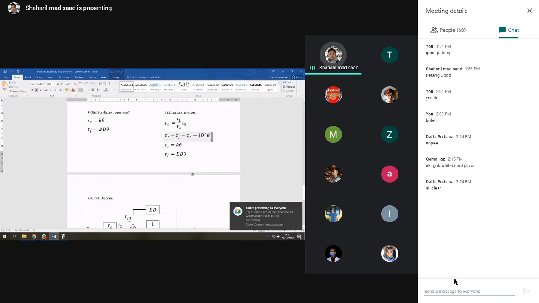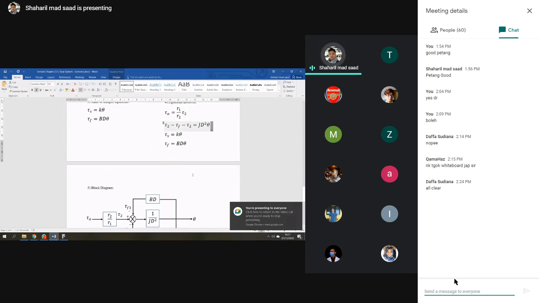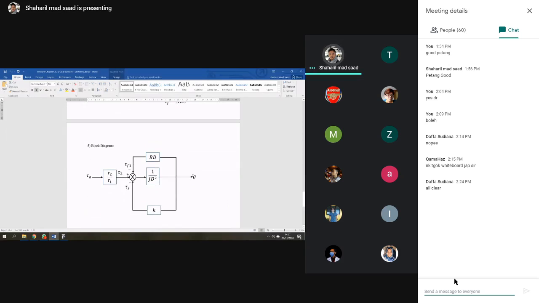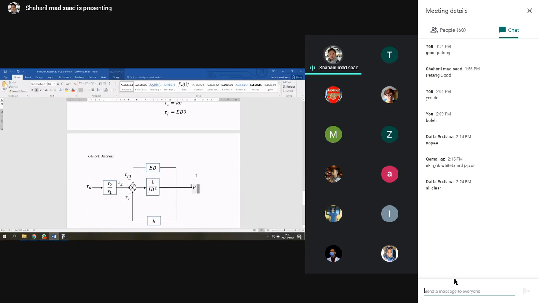For the free body diagram and the block diagram, you need to draw them on your own. I hope that you understand how to draw it. It is quite simple. Maybe I can show a little bit.